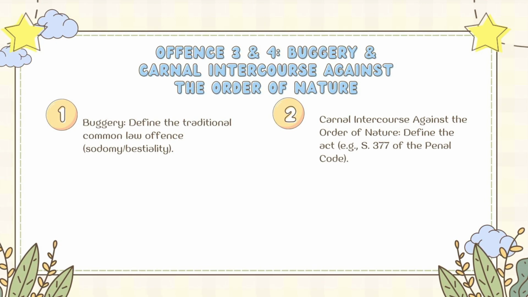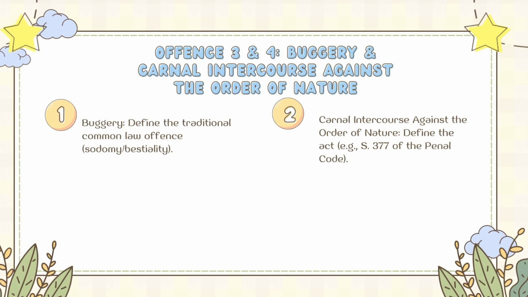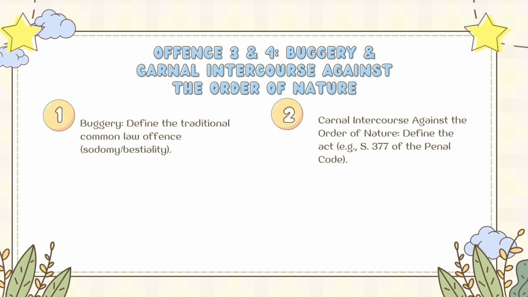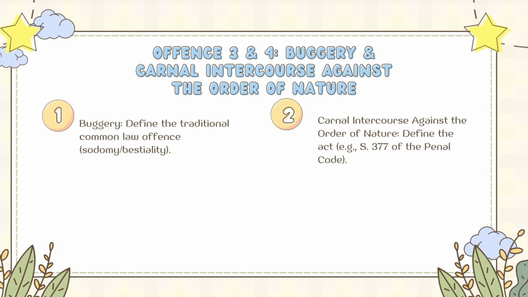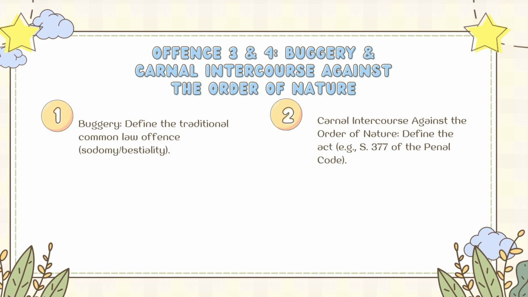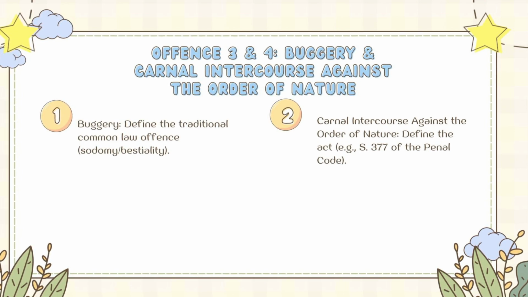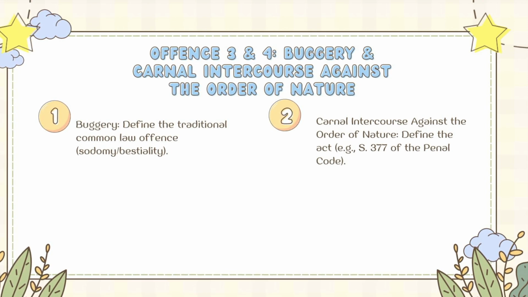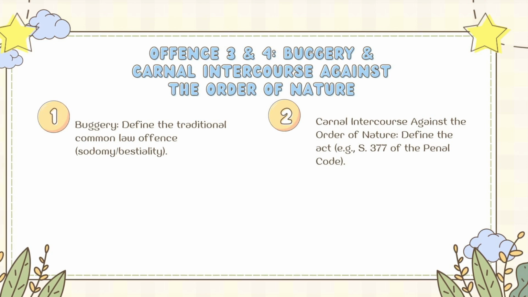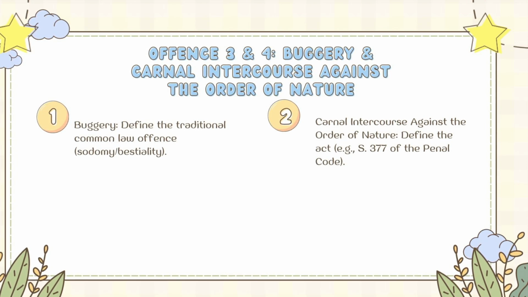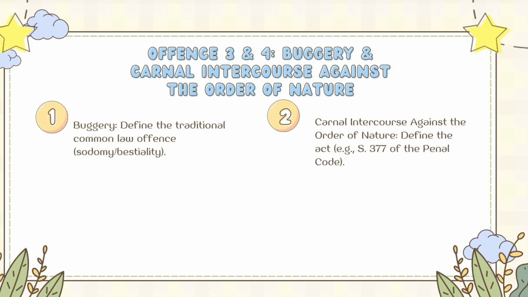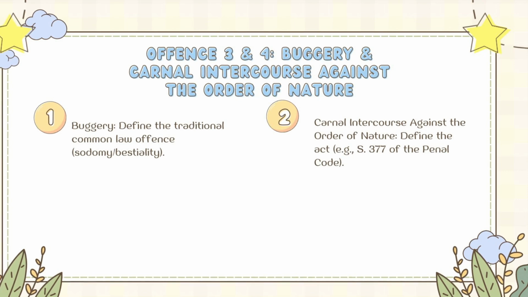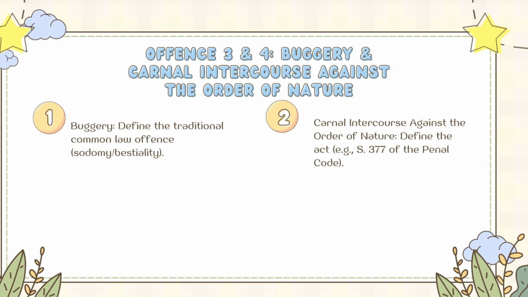Second, carnal intercourse against the order of nature. In Malaysian law, this offence is governed under Section 377 of the Penal Code. This provision criminalizes sexual intercourse that is considered against the order of nature, which includes anal intercourse and oral sexual acts. So the actus reus is the act of penetration in a manner considered unnatural under the law, while the mens rea is the intention to perform the act. Unlike rape, lack of consent is not the primary focus here. Instead, the offence focuses on the type of sexual act performed, regardless of whether the parties consented.